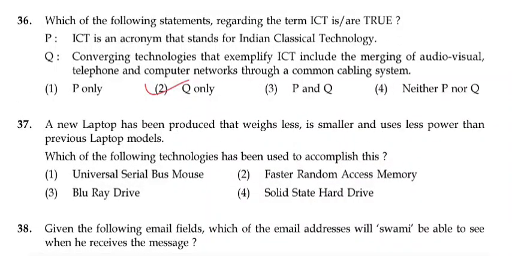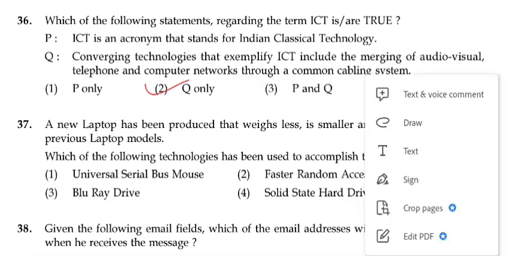37. A new laptop has been produced that weighs less, is smaller and uses less power than previous laptop models. Which of the following technologies has been used to accomplish this? Universal serial bus mouse, faster random access memory, Blu-ray drive, solid state hard drive. So it will be number 4, solid state hard drive, SSHD.